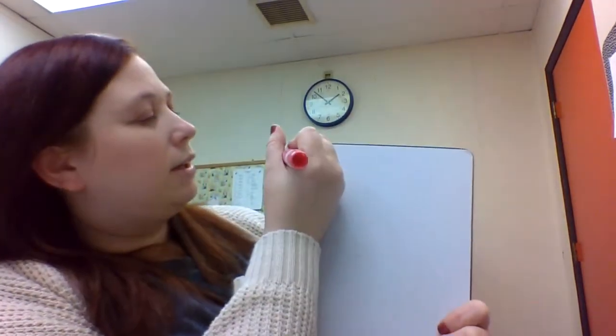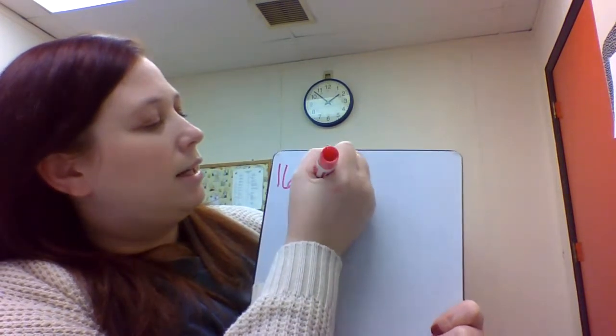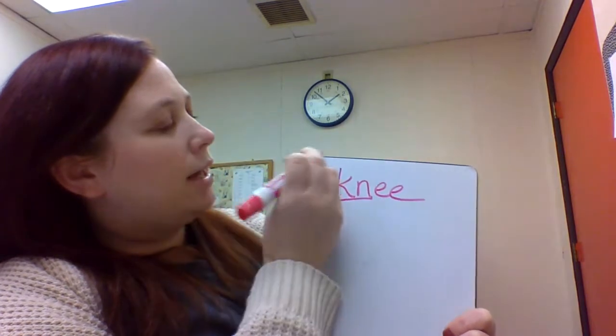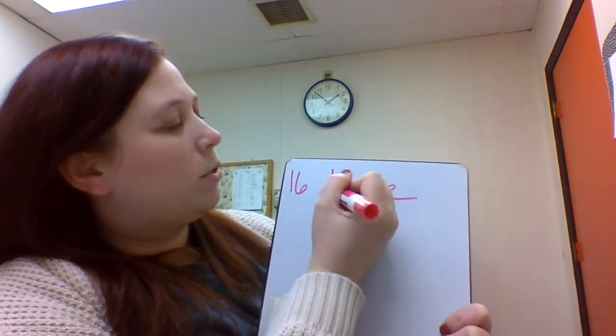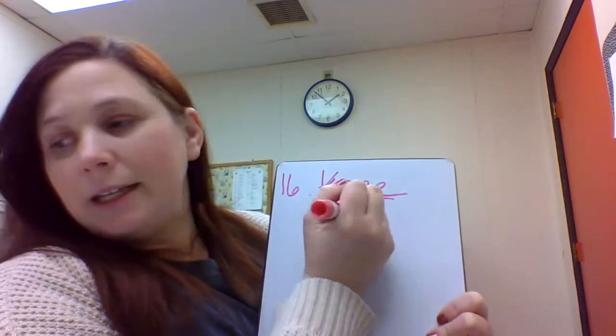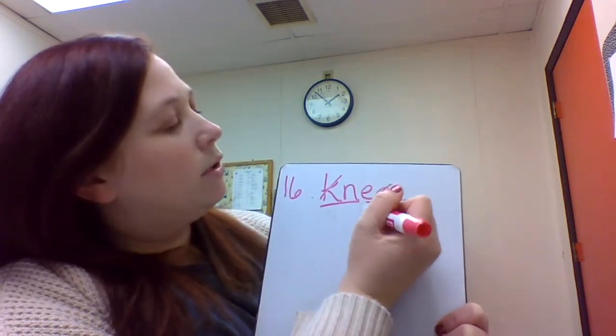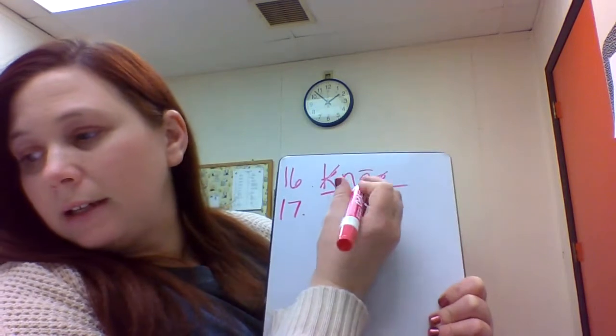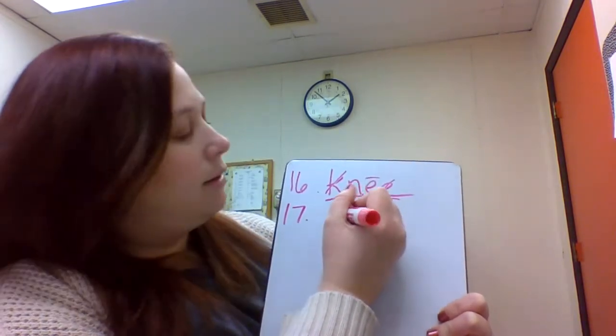Number 16, knee. We're going to underline our KN ghost digraph and mark off our K. Here we have our EE also, and so we'll mark off the second E, and the first E gets a macron. Number 17 is signing.